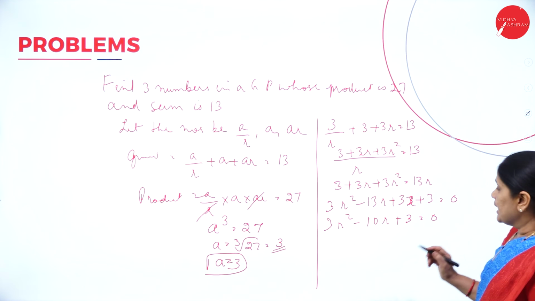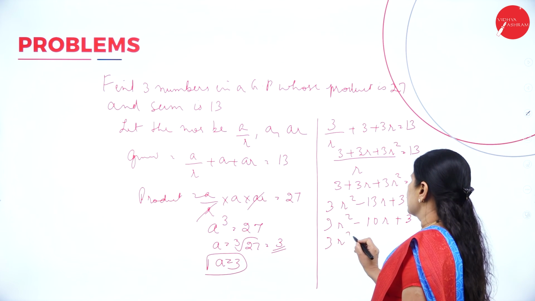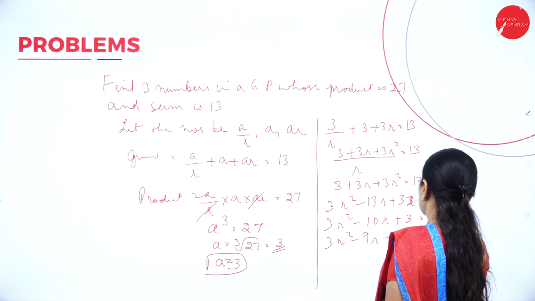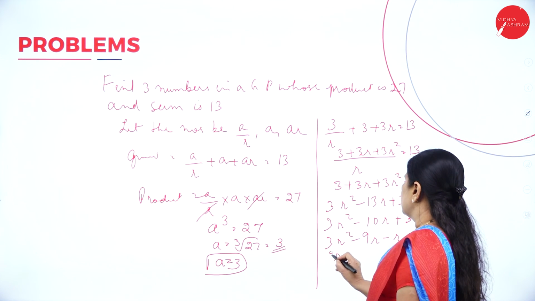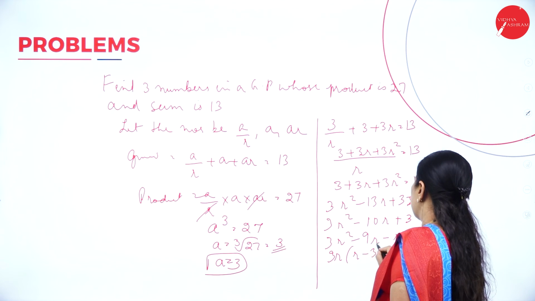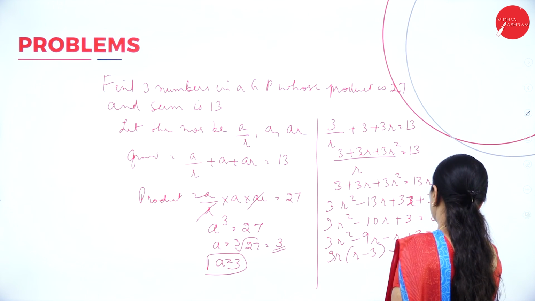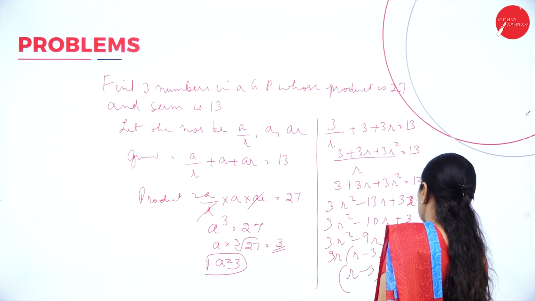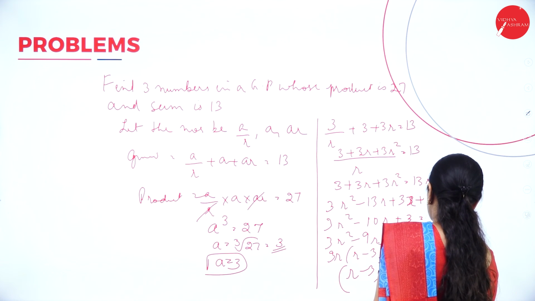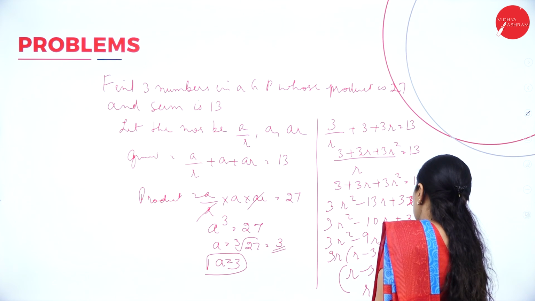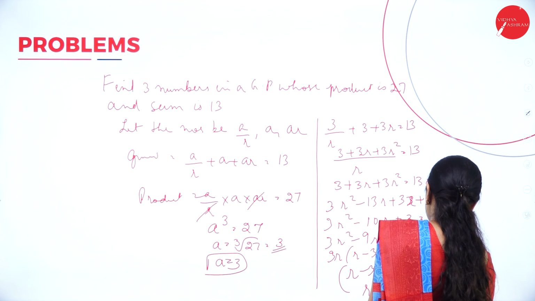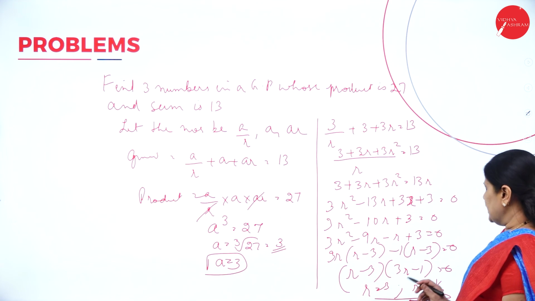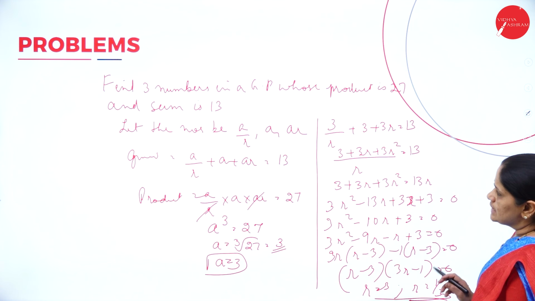So 3 3s are 9. So 3R square minus 9R minus R plus 3 equals 0. 3R is common, R minus 3 minus 1 is common. So R minus 3, 3R minus 1 equals 0. R equals 3 or R equals 1 by 3 is the answer.